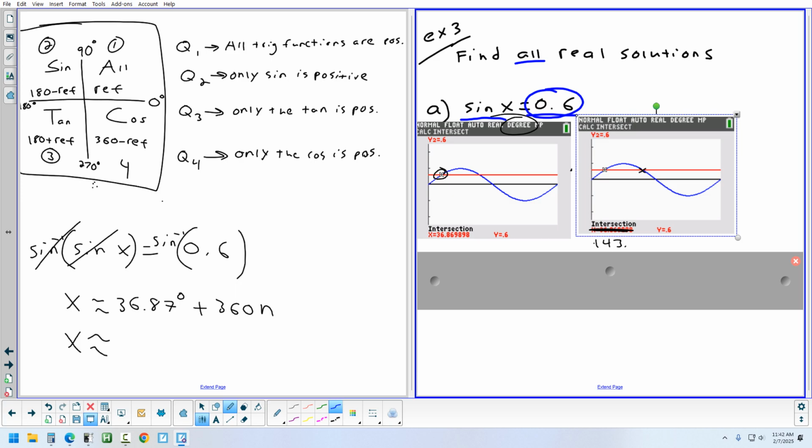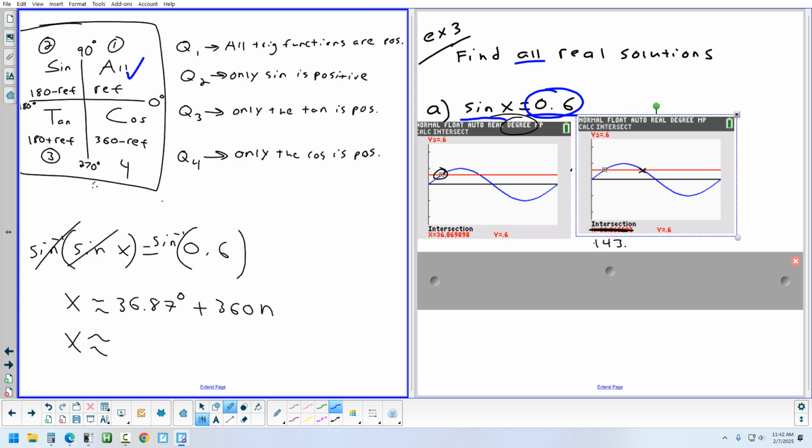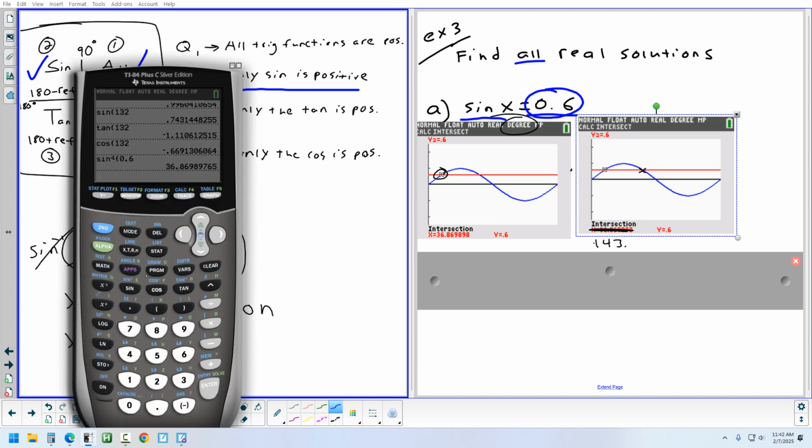Where's one quadrant that happens? Quadrant 1. We already have that answer, 36.87. There's one other quadrant. Quadrant 2. It's going to be in quadrant 2. That's the only other quadrant that sine comes out positive. Okay? That's your reference angle, 36.87. What do we do with that to get the next answer? You subtract it from 180.